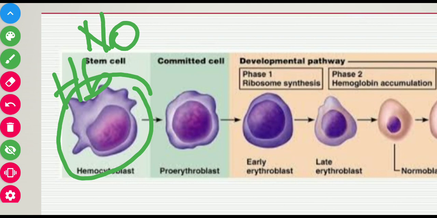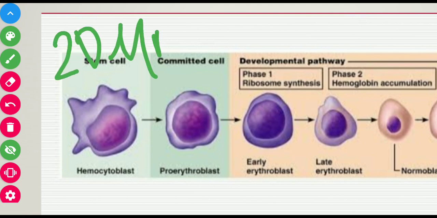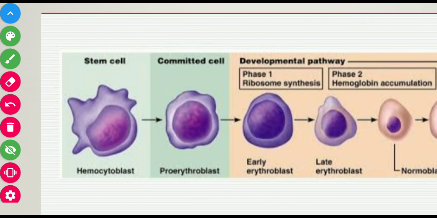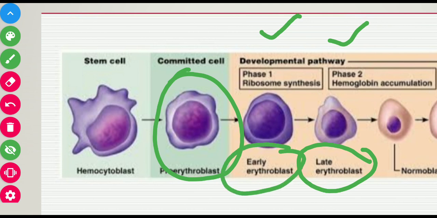The size of the cell will be 20 micrometer in diameter. So the first stage is hemocytoblast. The cell is quite large, about 20 micrometer in diameter, and has no hemoglobin. Next, committed cells are called pro-erythroblasts. In that we can see early erythroblast and late erythroblast.